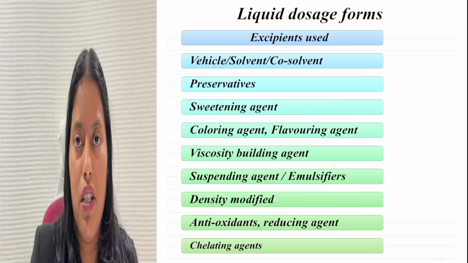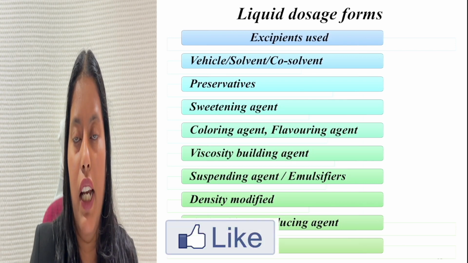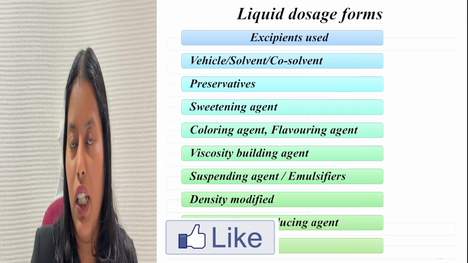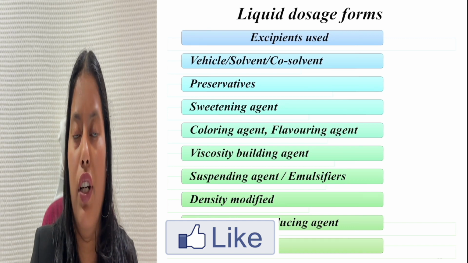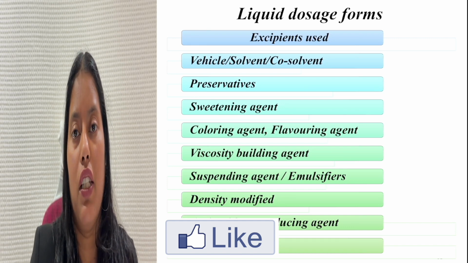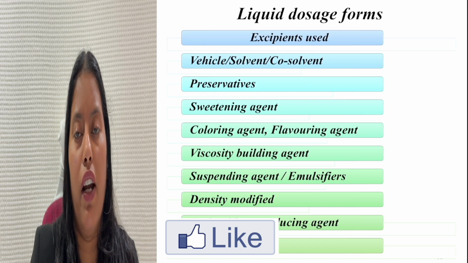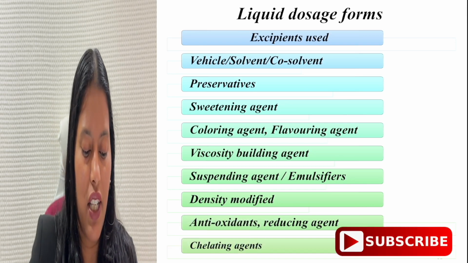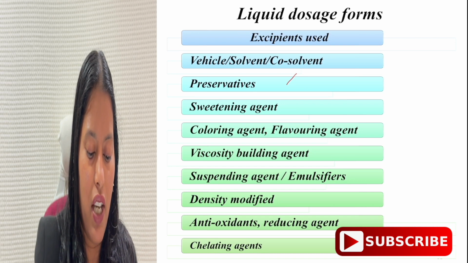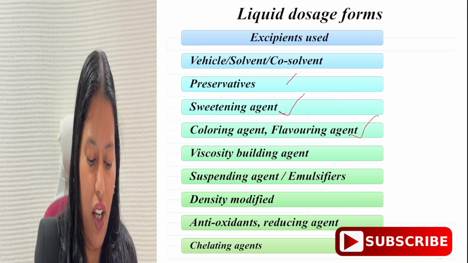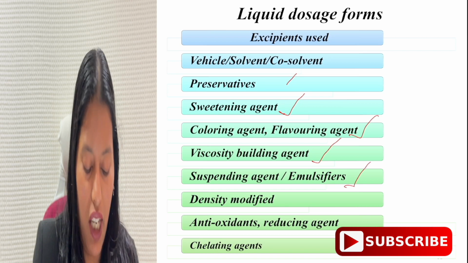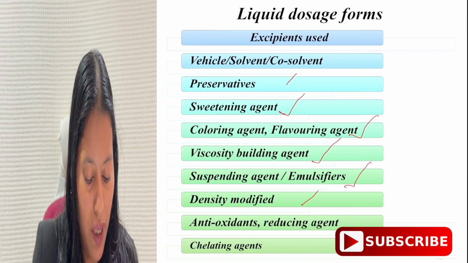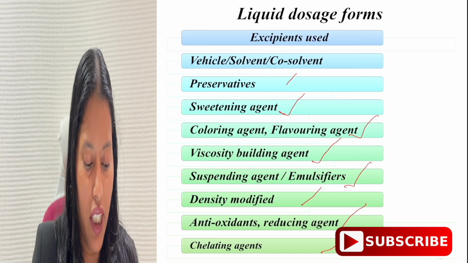Now, the various excipients which are used in the liquid dosage form. In a liquid dosage form, the drug is solubilized into a solvent or suitable vehicle. But to maintain the stability of that formulation, you have to add other ingredients also. So other than the drug, various other excipients are added such as preservatives, sweetening agent, coloring agent, viscosity building agent, suspending agent or emulsifiers, density modifier, antioxidant, and chelating agent.